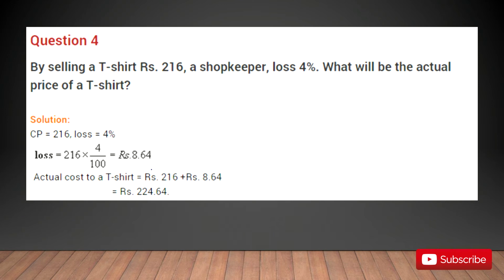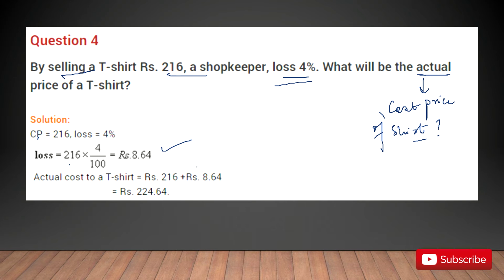Let us move on to question number 4. By selling a t-shirt for rupees 216, a shopkeeper loses 4%. What will be the actual price? So actual price means the cost price of the shirt we need to find out, right? Here the loss is calculated on the cost price, so that means 216 into 4 upon 100. So we get 8.64. I am going to add it to the selling price, and I get rupees 224.64.